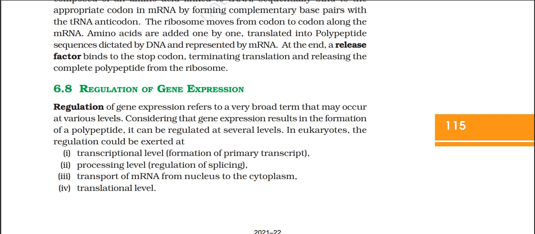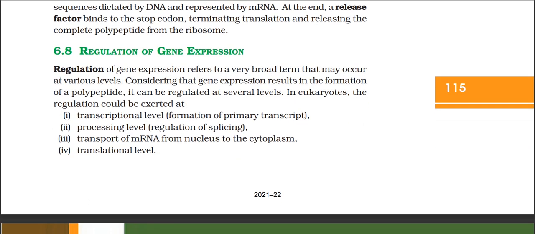6.8 Regulation of gene expression. Regulation of gene expression refers to a very broad term that may occur at various levels. Considering that gene expression results in the formation of a polypeptide, it can be regulated at several levels. In eukaryotes, the regulation could be exerted at 1. Transcriptional level, formation of primary transcript. 2. Processing level, regulation of splicing. 3. Transport of mRNA from nucleus to the cytoplasm.